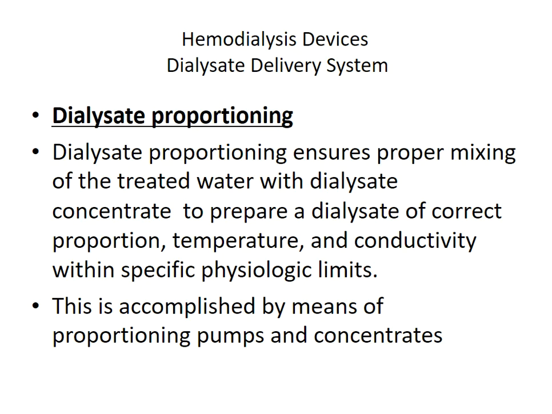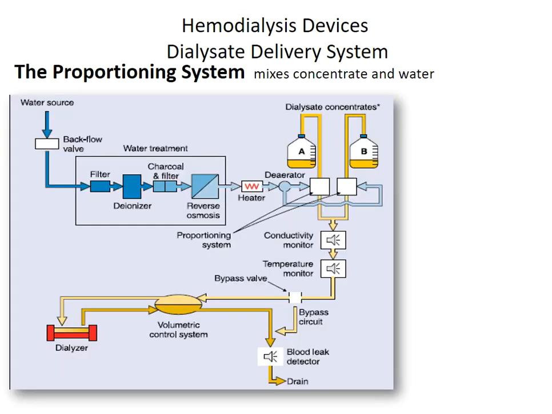The dialysate proportioning system ensures proper mixing of the treated water with dialysate concentrate to prepare a dialysate of correct proportion, correct temperature, and conductivity within specific physiologic limits. This happens by means of proportioning pumps and concentrate. The proportioning system mixes concentrate and water.